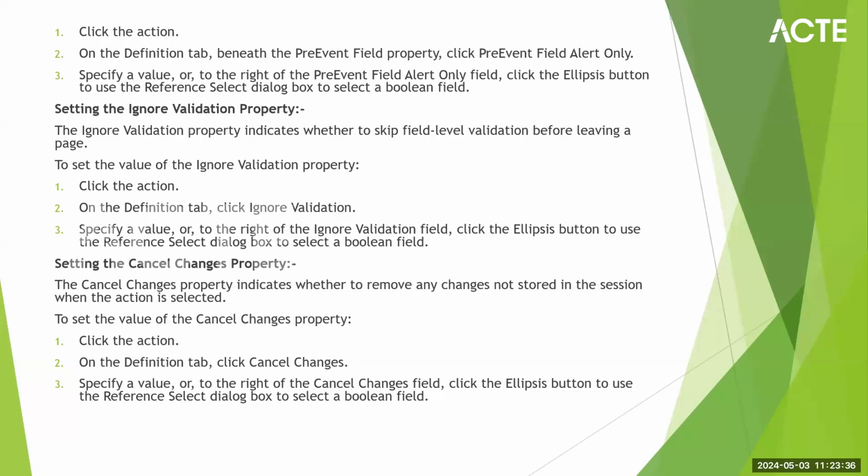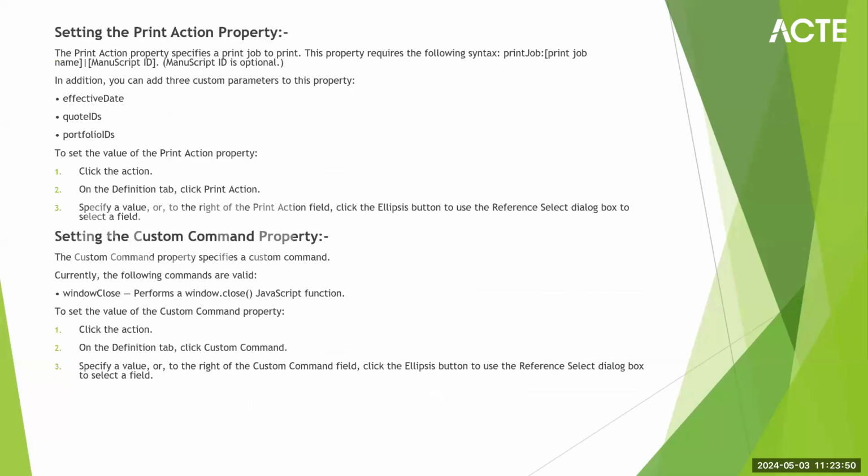How? Click on the action on the definition tab, click cancel changes, specify a value to the right of the cancel changes, give that a click button which you already created, and the existing field is already there for the particular value.